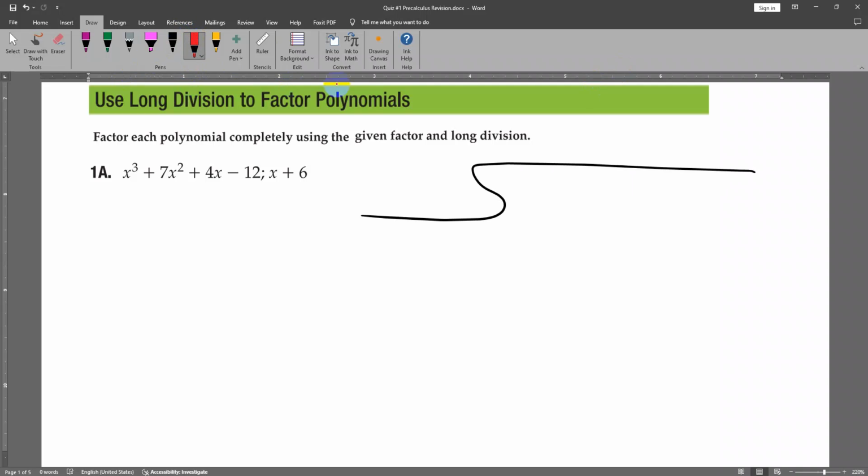We have x cubed plus 7x squared plus 4x minus 12, and all of this we need to divide by x plus 6. We will take the leading term here, which is x to the power 3, and divide it by x. So we'll take this one and divide it by this one. You have x to the power 2.